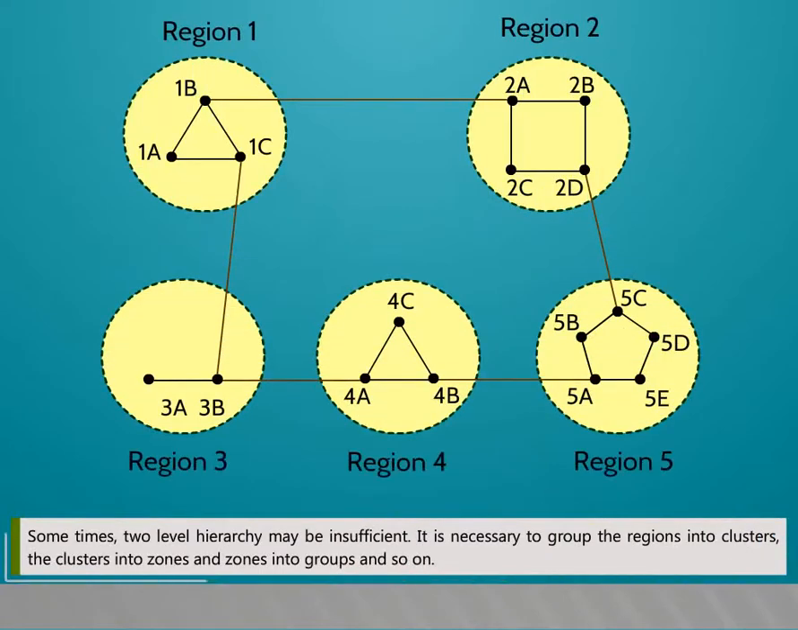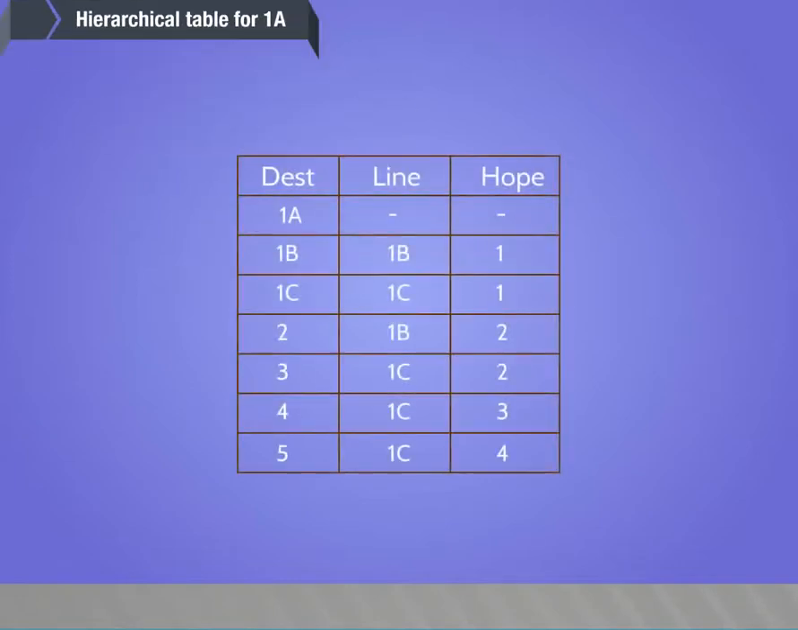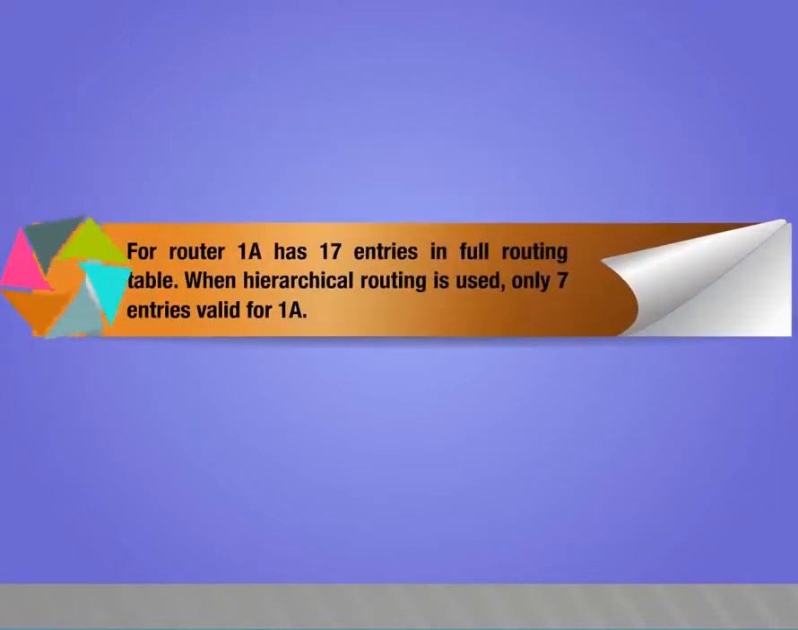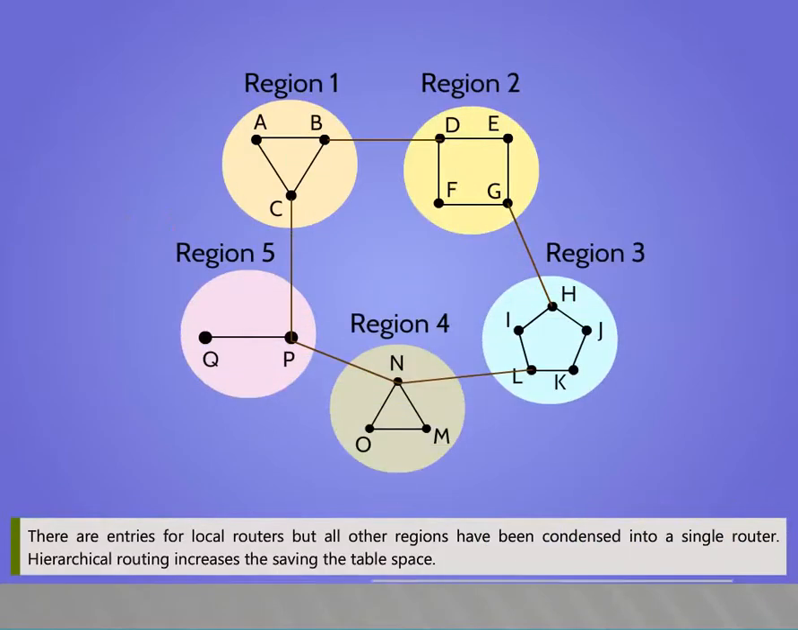Sometimes, two-level hierarchy may be insufficient. It is necessary to group the regions into clusters, the clusters into zones, and zones into groups, and so on. Hierarchical table for 1A. Full table for 1A. Router 1A has 17 entries in the full routing table. When hierarchical routing is used, only 7 entries are valid for 1A. There are entries for local routers, but all other regions have been condensed into a single router. Hierarchical routing increases the saving of table space.